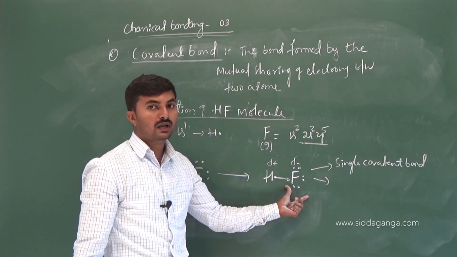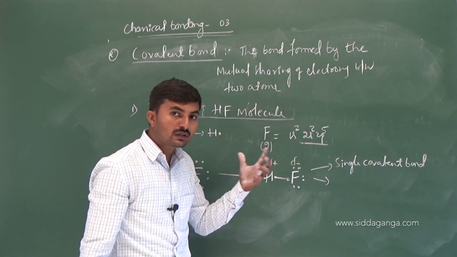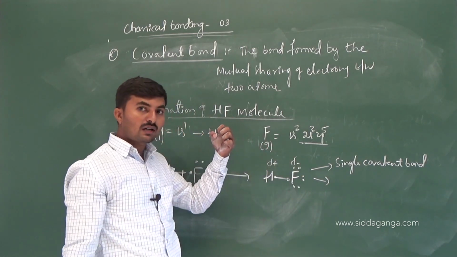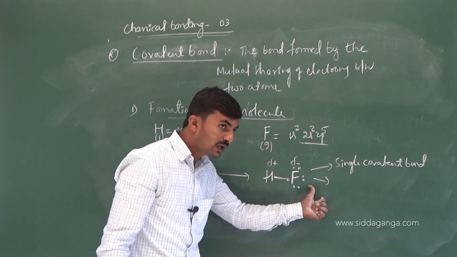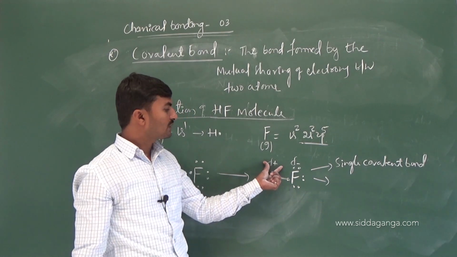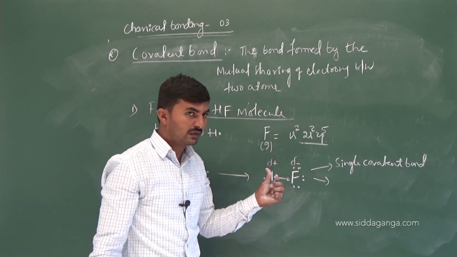Because of its electronegativity, electrons are pulled more towards one atom. That atom carries a partial negative charge, and the other carries a partial positive charge.